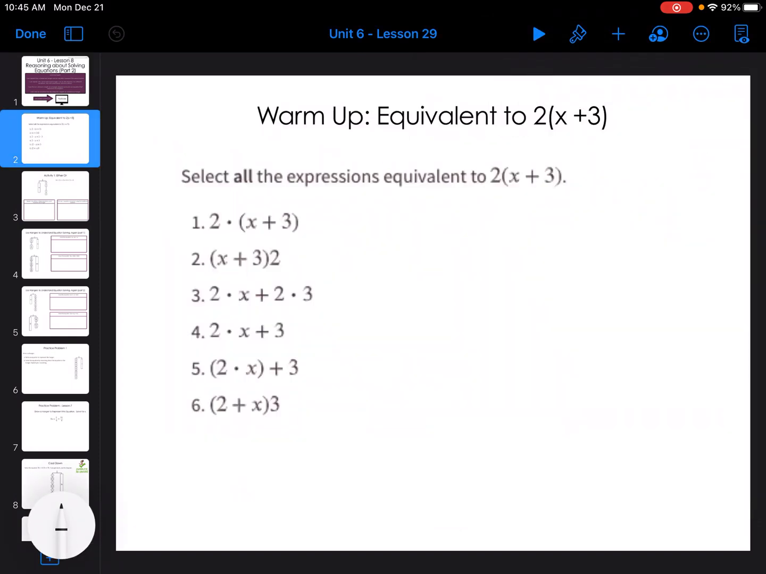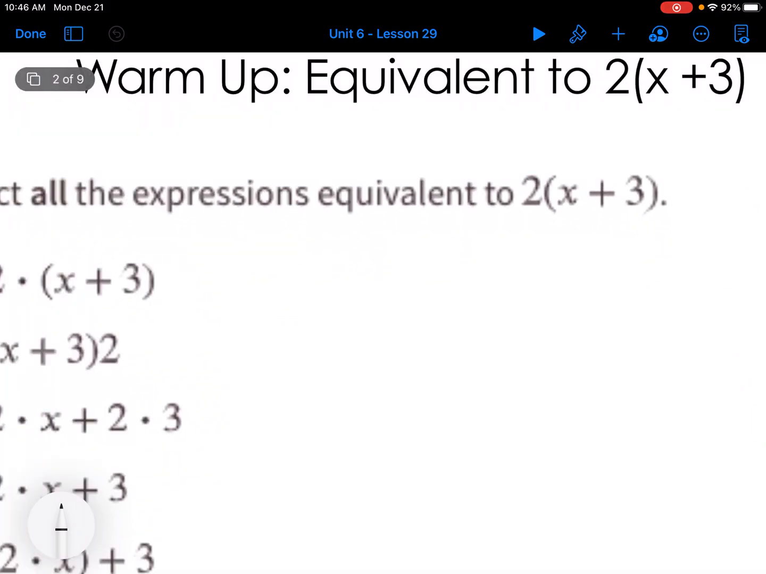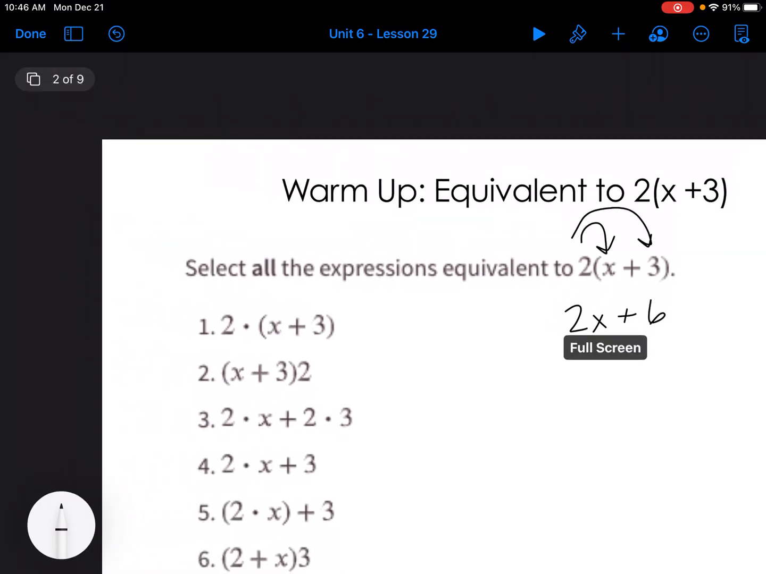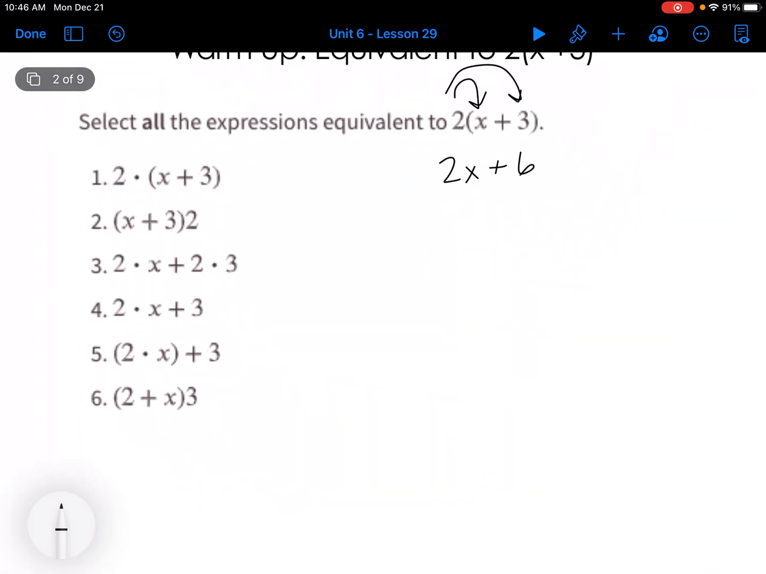Alrighty, so the first one says select all the expressions that are equivalent to 2 times x plus 3. So I'm going to start by actually solving this. So that would be 2x plus 6. 2 times x is 2x. 2 times 3 is 6. So now I've got to look and see what gives me that.